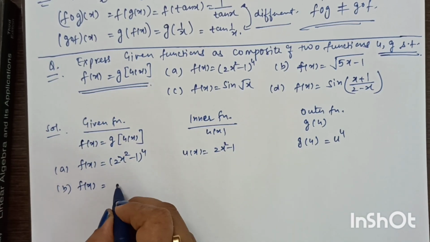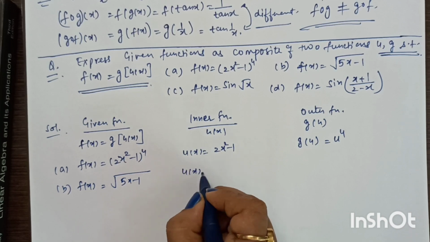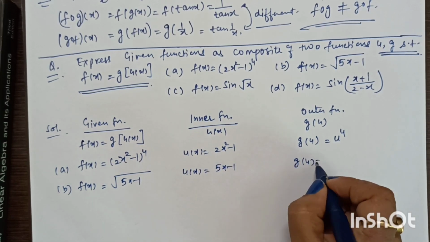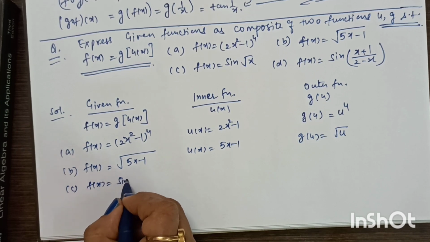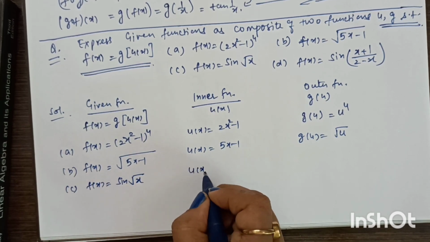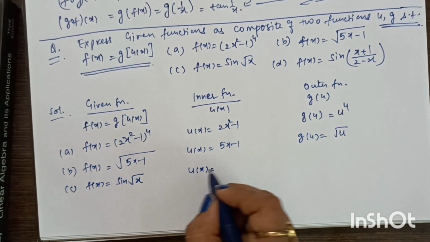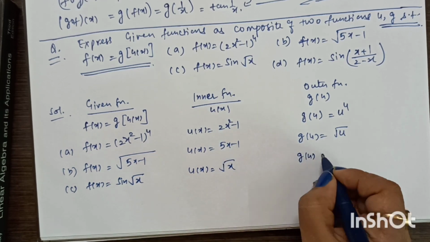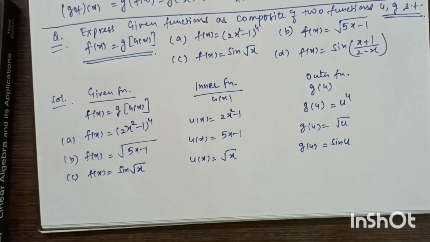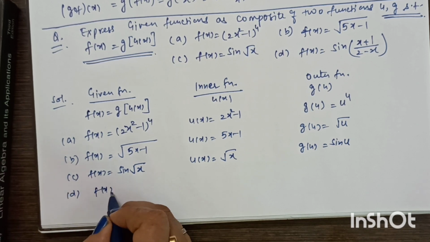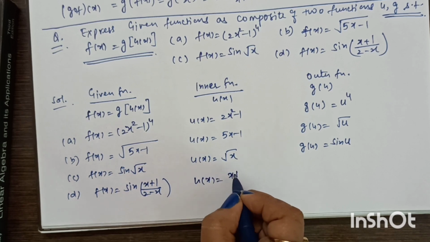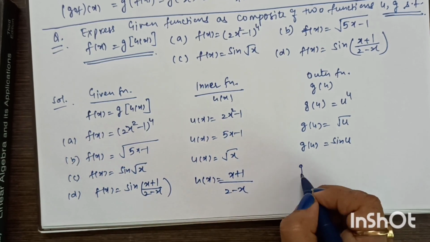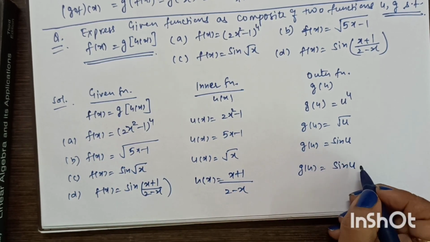In the second, f(x) equals square root of 5x minus 1. The inner function is 5x minus 1. After that you need the square root, so g of u will be root of u. In sine of root x, the first function is root x, and afterward you will apply sine, so it will be sine of u. The same is the case in the D part, sine of (x plus 1) upon (2 minus x). Inner and outer functions can be specified this way.